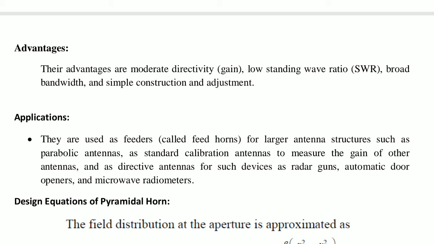So there are very wide applications of this pyramidal horn. That is, it can be used as a feeder for a large antenna. Okay, the larger antenna may be a parabolic antenna. They are also used as standard calibration antennas to measure the gain of other antennas. They can be used as directive antennas for radar guns, automatic door openers, and also they are used in microwave radiometers. So these are the basic applications of this pyramidal horn.